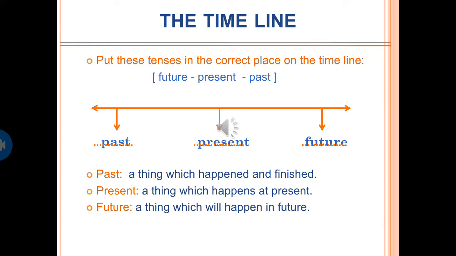The timeline. Put these tenses in the correct place on the timeline. Future, present, and past. We begin with the past tense, the present, and then the future. We say that a tense is in the past when we talk about a thing which happened and finished. We say that a tense is in the present when we talk about a thing which happens at present time. We say that a tense is in the future when we talk about a thing which will happen in the future.